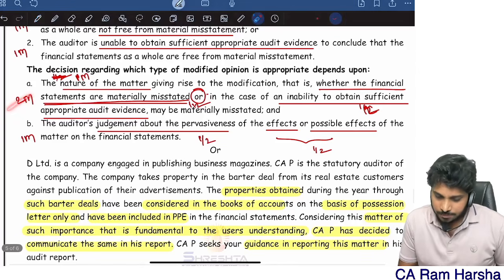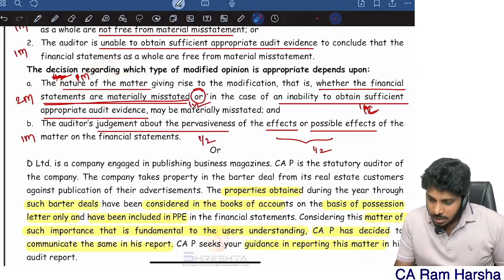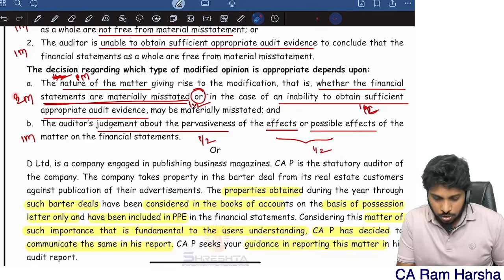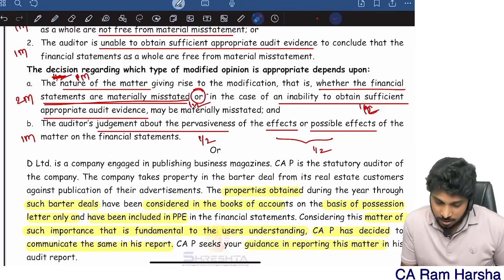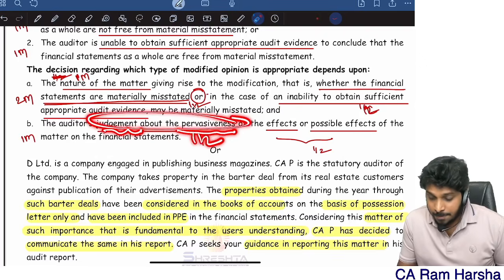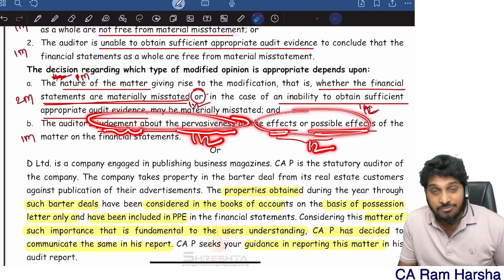Nature of the matter, 1 mark. Whether financials are materially misstated, half mark. Inability to obtain evidence, half mark. Totally 2 marks for that A point. Then judgment about pervasiveness. Pervasiveness, half mark. Effect or possible effect words, half mark.